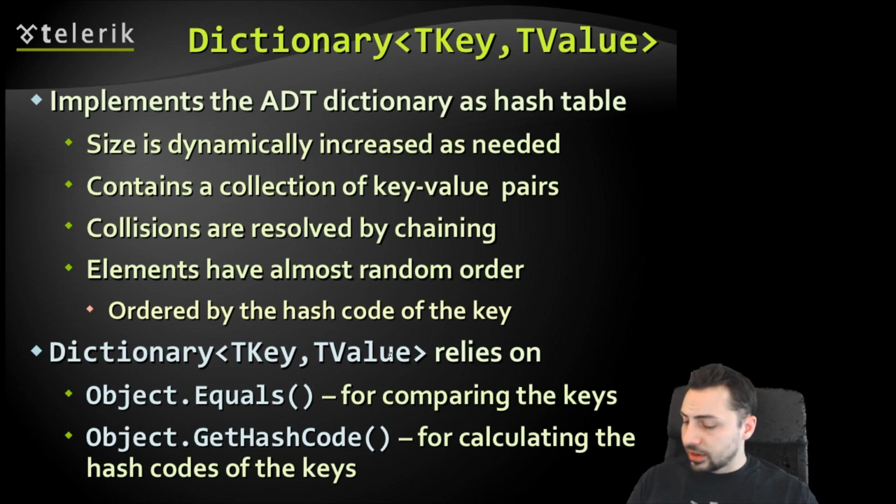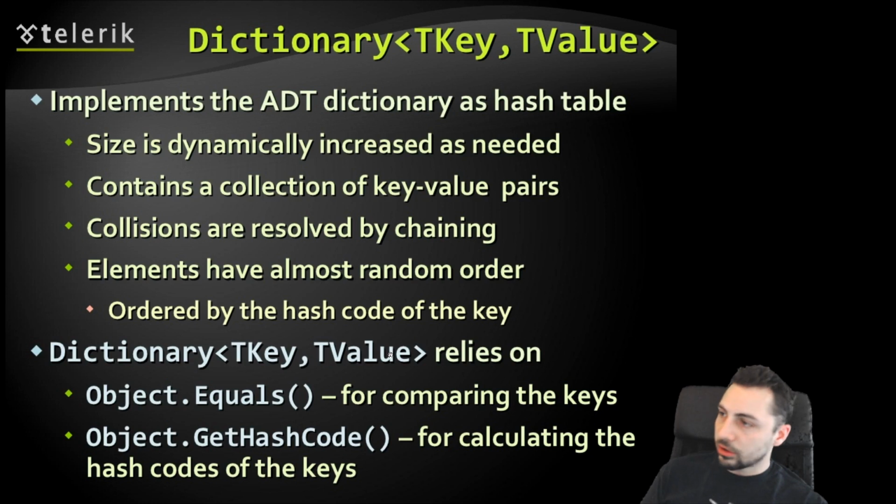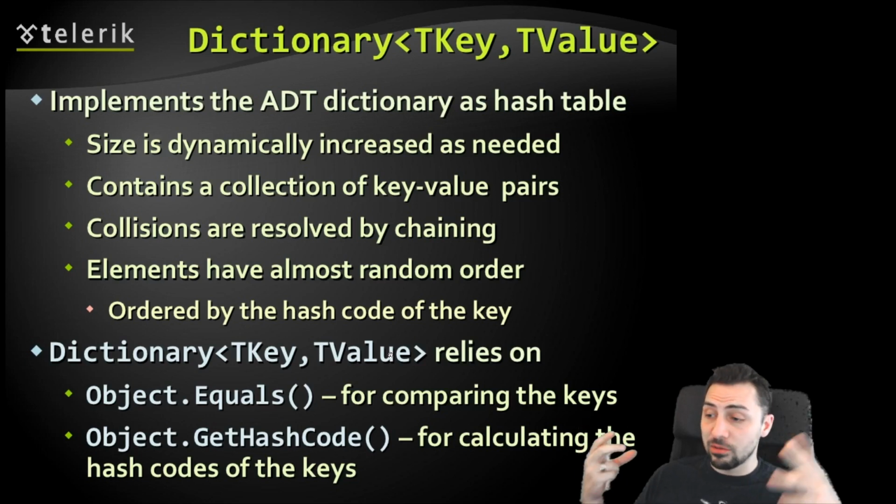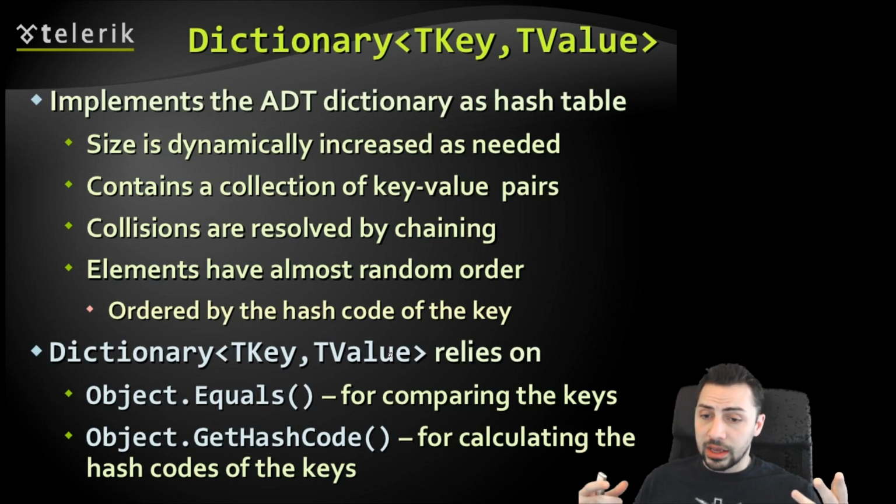So for a dictionary, the size is dynamically increased as needed, which is very nice, which means you don't have to worry about collisions quite so much. If you do find a collision, it creates a larger table, so you don't have to worry about that. But it does have chaining.